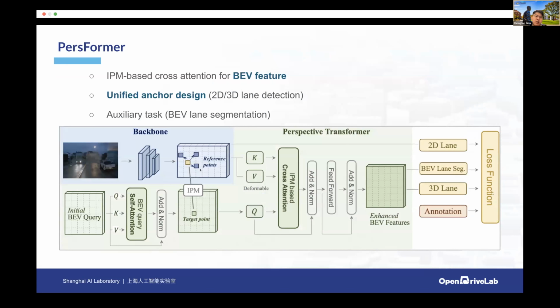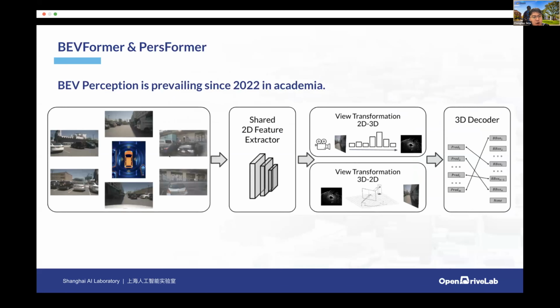Then we have a second work called the Transformer. This work comes from a similar idea, but we focus on the 3D lane line detection task. Instead of the sampling approach, we use IPM-based cross-attention for the BEV feature. IPM here means inverse perspective mapping. We sample some 3D points based on the assumption that the ground is flat, and then back-project them into the 2D space. Both BEVFormer and this transformer show that BEV perception has been prevailing in academia since 2022.